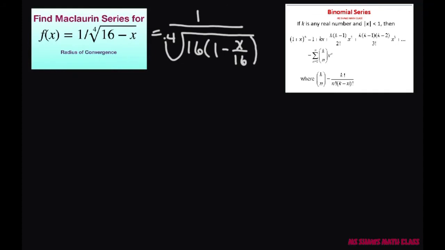And this is going to equal, the fourth root of 16 is just going to be 1/2. So I'm going to write this as 1/2 times, and then we're left with this to the power of 1/4. If I put this in the numerator, it's going to be 1 minus x divided by 16, and then write negative 1/4.